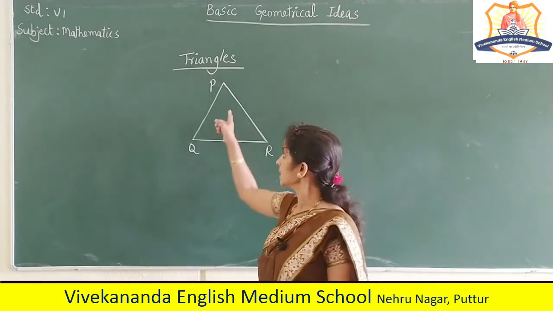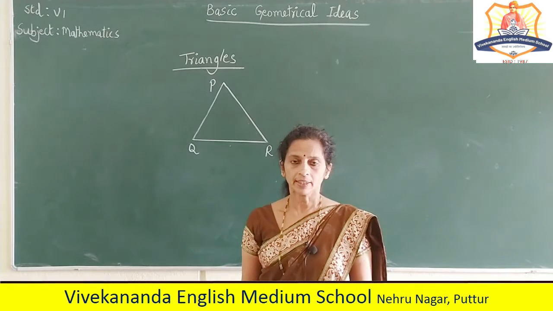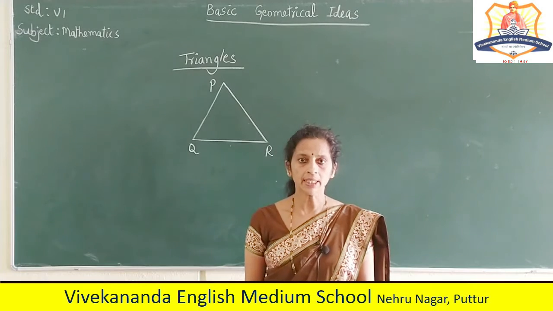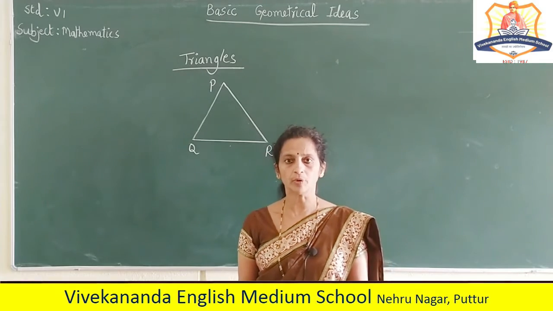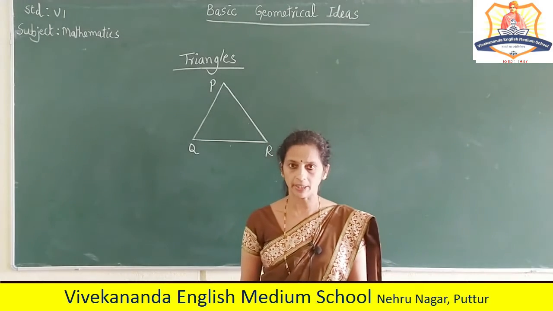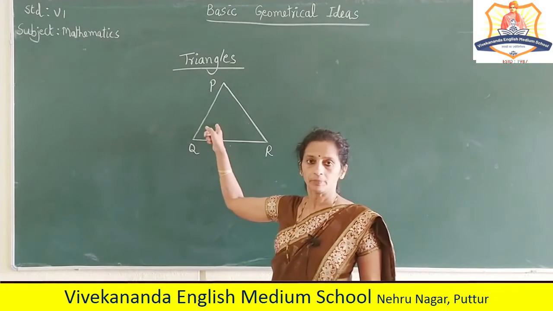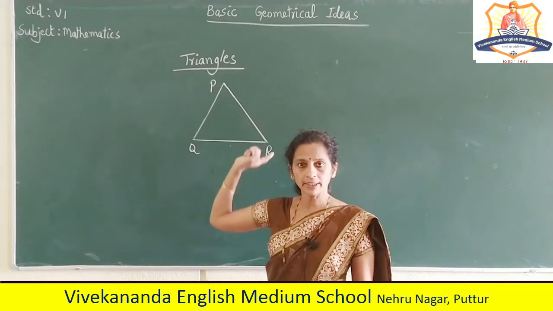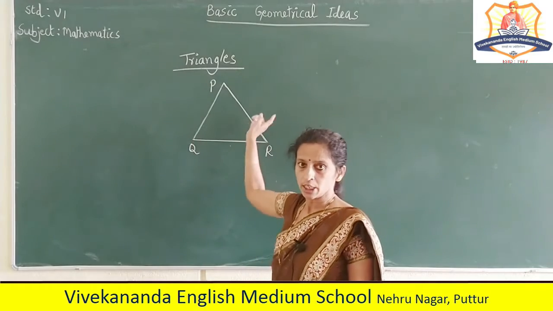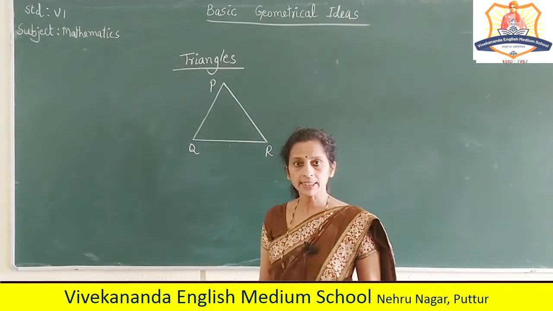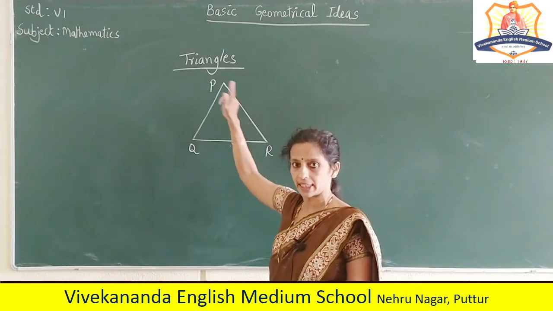Now we see what is triangles. In our last class we have seen a polygon, a closed figure bounded by 3 or 4 or more than 4 sides is known as polygon. Now what about a triangle? Triangle is one type of polygon which consists of 3 sides. So a polygon with the least number of sides is a triangle.